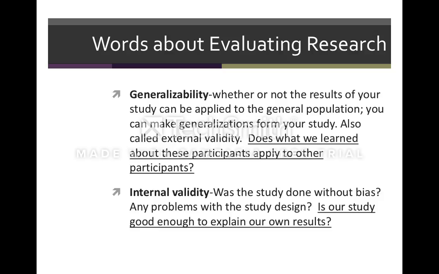Internal validity is the opposite. It's looking at what kind of biases were present in the study. Was our study done well enough to explain our own results? Are our results meaningful based on the biases that were present in our study? So now I'd like to talk about some different types of bias, and we'll go through them one by one, including what kinds of study design or research design they're most commonly found in.